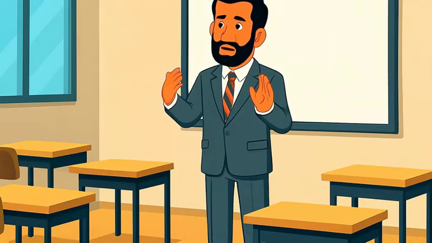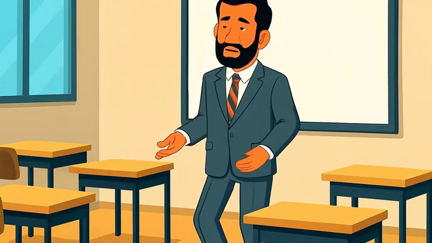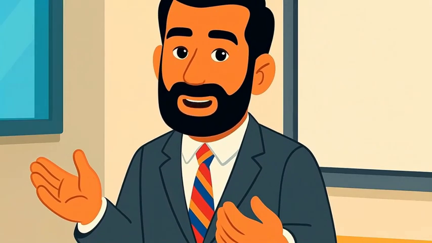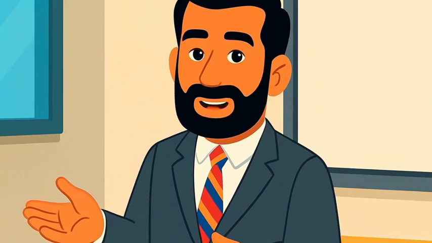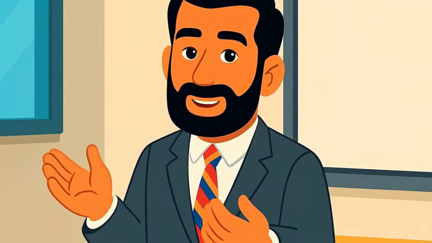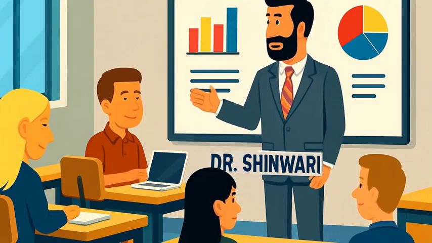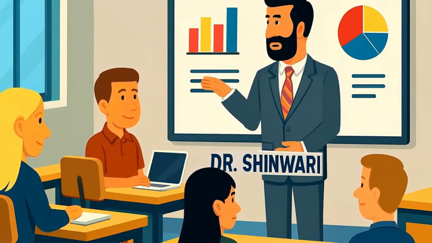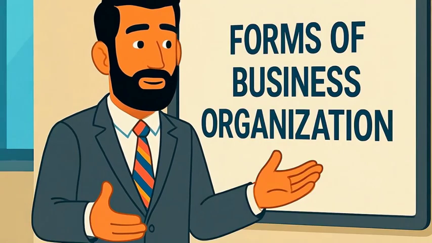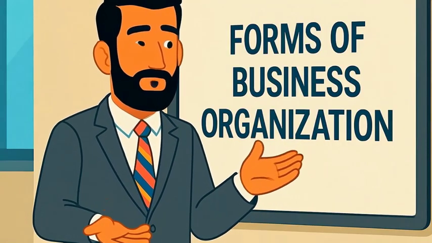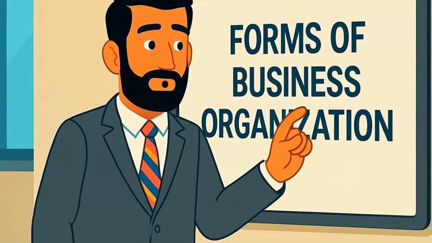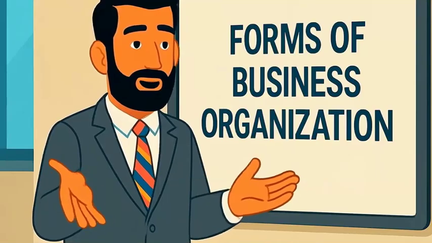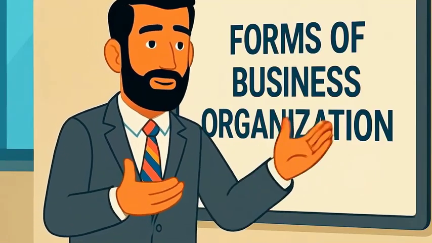Businesses can be structured in different ways. Let's look at the three main forms. Sole proprietorship. One person owns the business, like a local bakery. Profits and losses belong to that single owner. Partnership. Two or more people share ownership and responsibilities. Think of a law firm or medical practice. Corporation. A separate legal entity owned by shareholders, such as Apple or Toyota. Shareholders invest money and share in profits, but aren't personally responsible for debts.